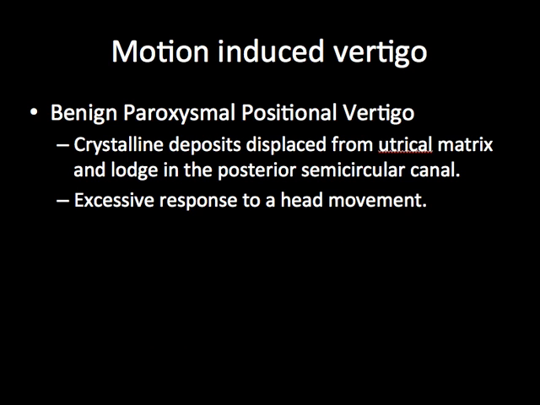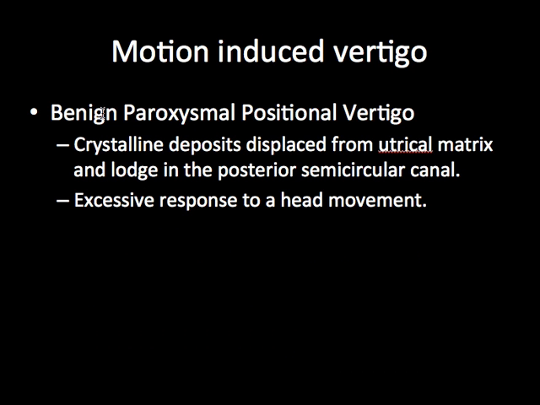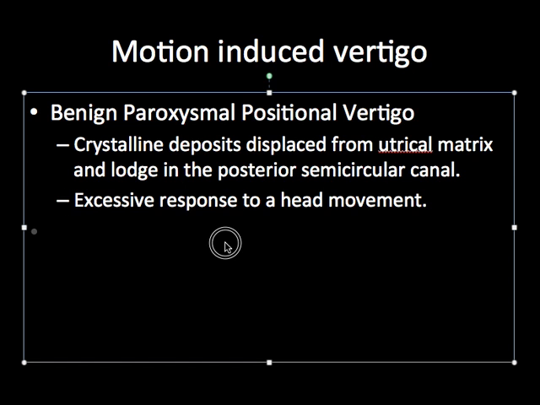And then finally, we're going to go on to motion-induced vertigo. So this is a completely different cause to Meniere's or the other ones we've discussed previously, and this one's called benign paroxysmal positional vertigo, BPPV. What happens is a crystalline deposit displaces from the utricle matrix and lodges itself into the posterior semicircular canal. And what that essentially means is that there's an excessive response to head movements.